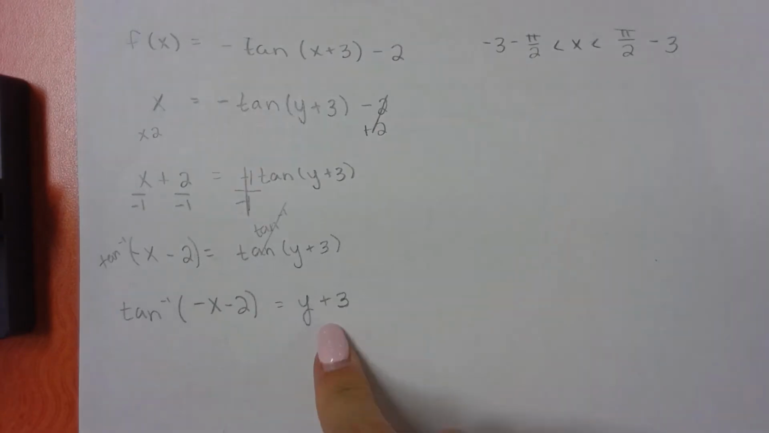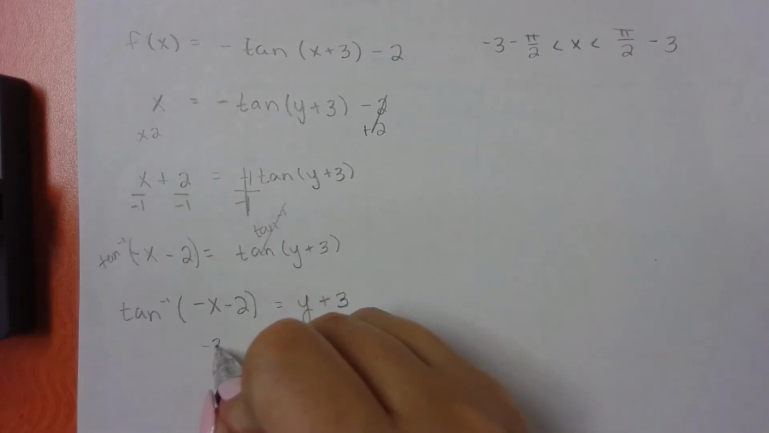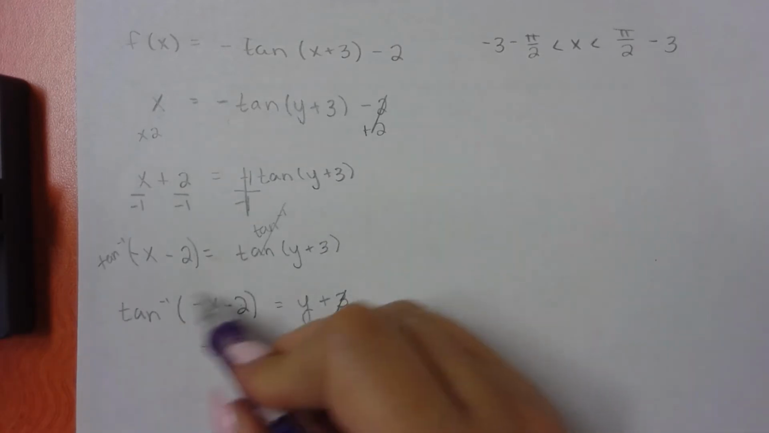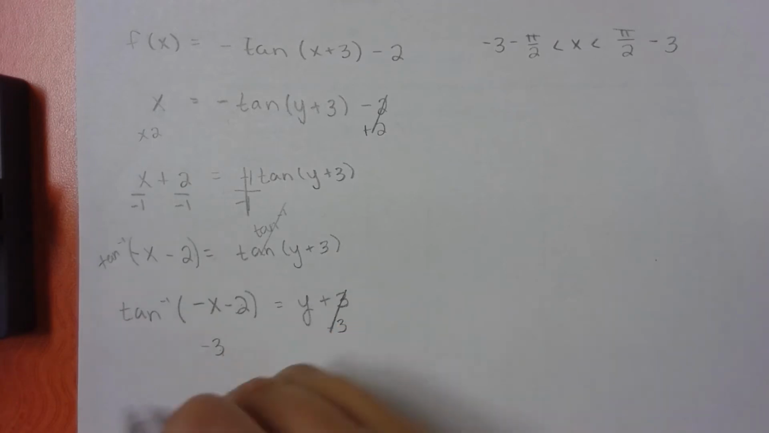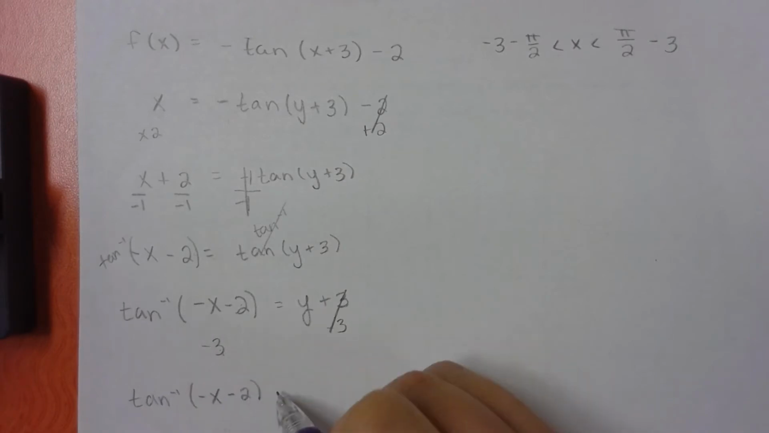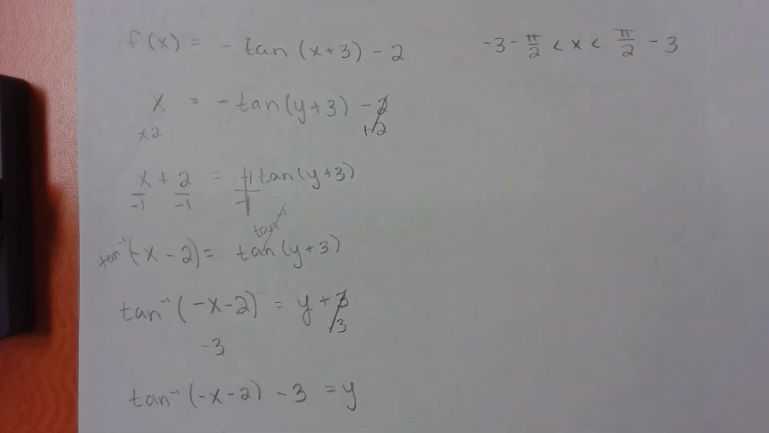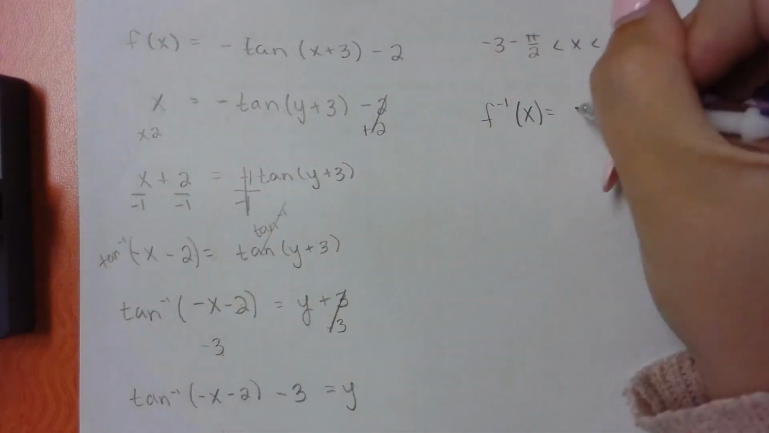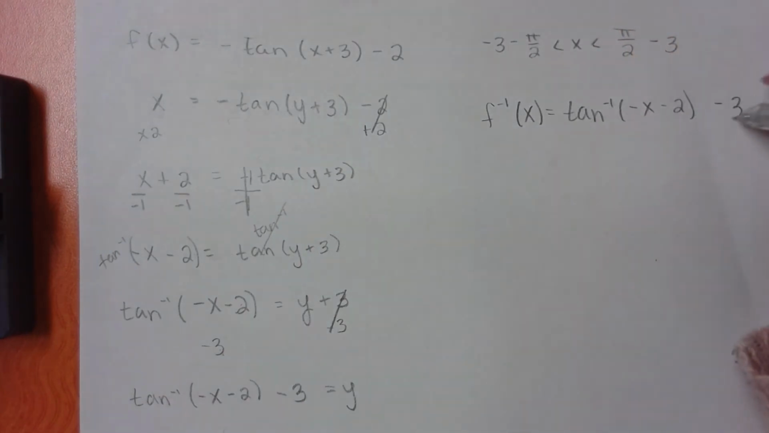So now that that y plus 3 is outside of parentheses, now I can subtract that 3 to the other side. Now one mistake students make here is that they combine these. Well, this is in parentheses and this minus 3 is not in parentheses. So this can't be added to this. So that's going to give us tangent inverse of (negative x minus 2) and then just minus 3 on the outside of the parentheses equals y. So we'll rewrite our answer in f inverse form. So f inverse of x equals tangent inverse of (negative x minus 2) minus 3.